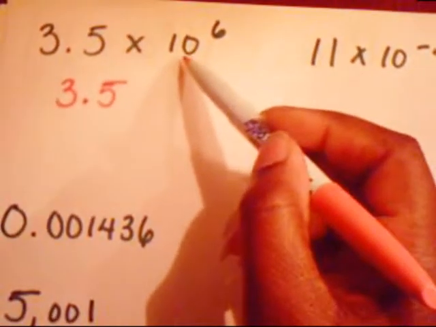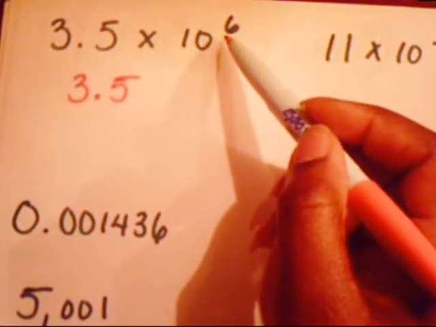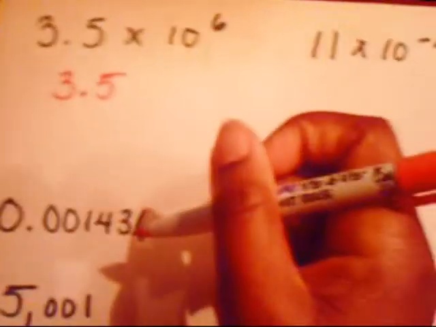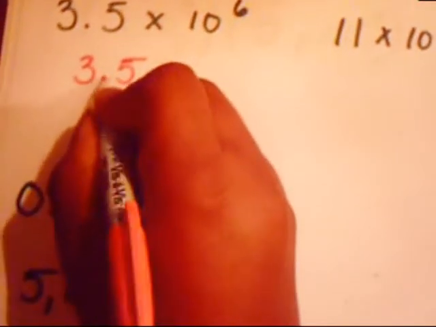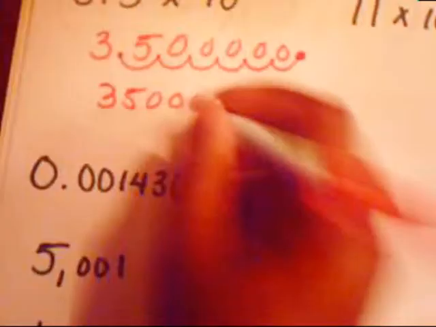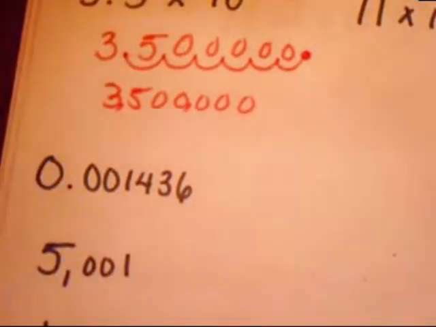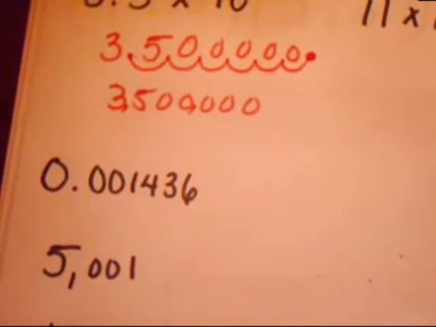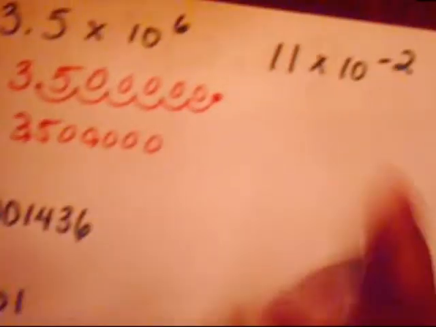Let's look at our exponent. It's 10 to the positive 6th power. Positive 6 means we need to move to the right. Take your decimal, move it in a positive direction. 1, 2, 3, 4, 5, 6. Fill in the rest with zeros. So it's 3, 5, 0, 0, 0, 0, 0, or 3,500,000.